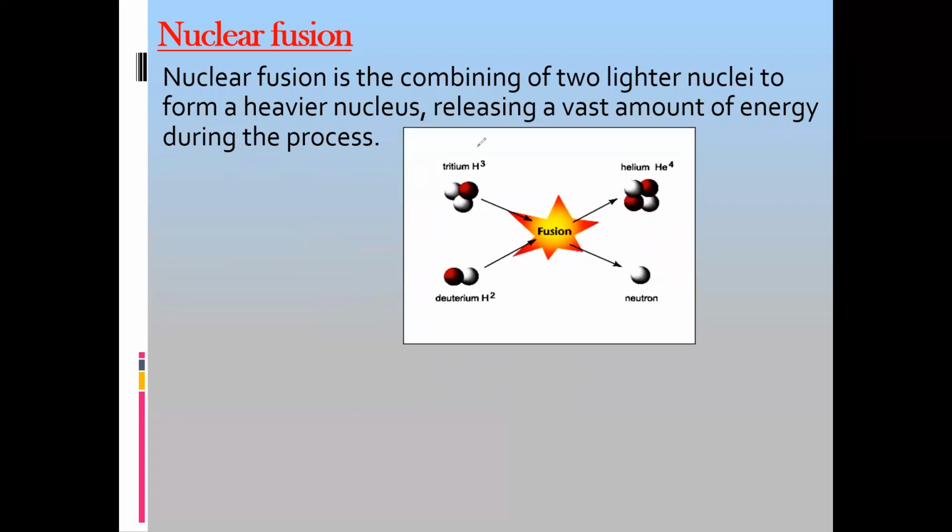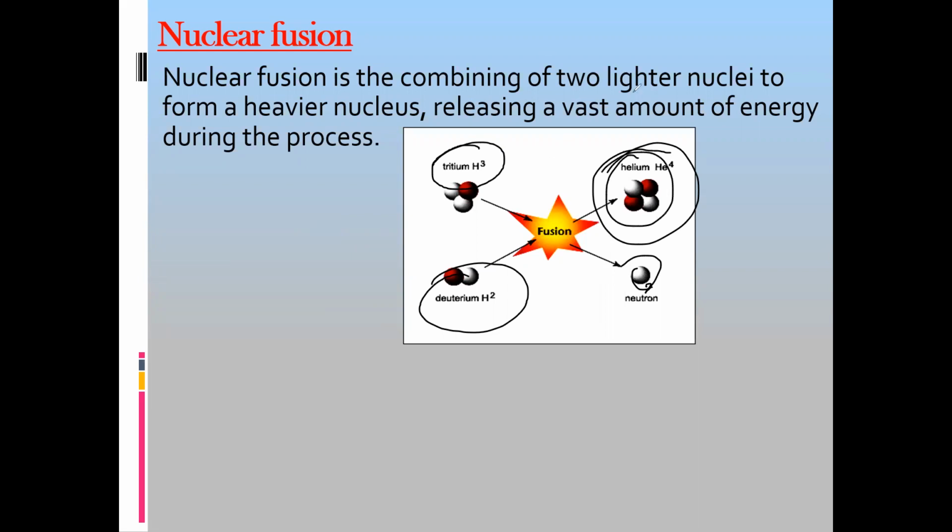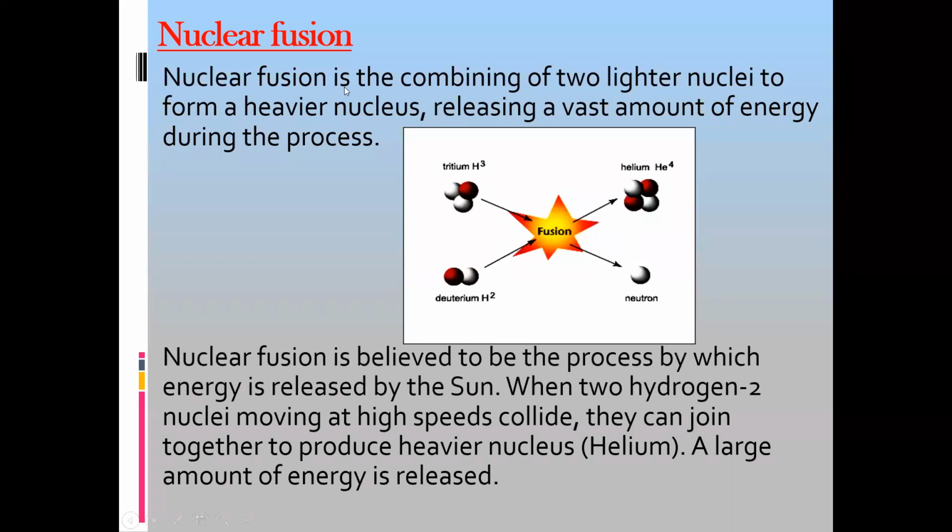As you can see, we mix two isotopes of hydrogen, and this results in the formation of helium and one neutron. It produces a heavy nucleus, so that's what we call a nuclear fusion reaction. And on the sun, a nuclear fusion reaction occurs.